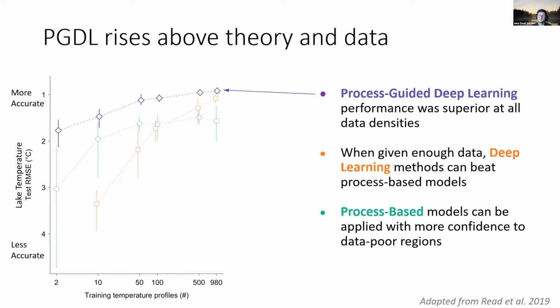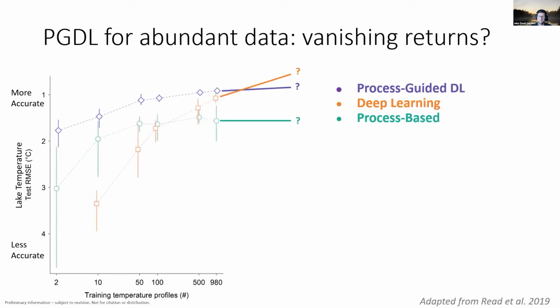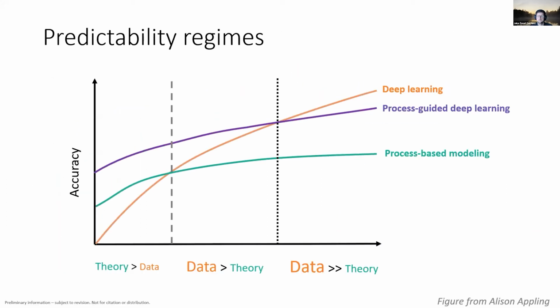So you talked about these 3 different regimes, and sort of the last regime. Do you think that that's obtainable, and when will it come? And have you seen this 3rd regime where the basic deep learning without the process guiding outperforms everything else?